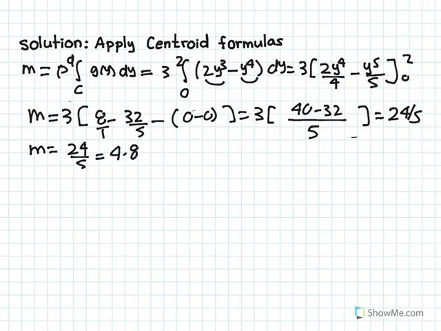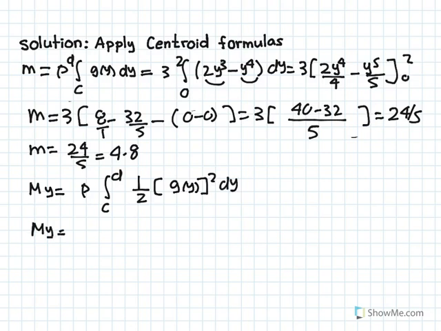Now we need to find a moment with respect to the y-axis and, of course, the moment with respect to the x-axis so we can find the centroid. The moment with respect to the y-axis is rho times the integral from c to d of 1/2 times g of y squared. That's the formula we developed earlier. So for the moment with respect to the y-axis, the density is 3. Integrate from y equals 0 to y equals 2, 1/2 times g of y, which is 2y cubed minus y to the 4th, all squared, dy.